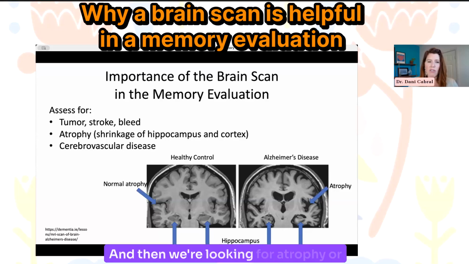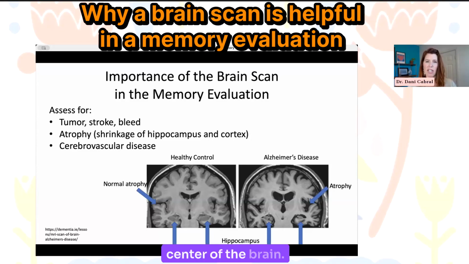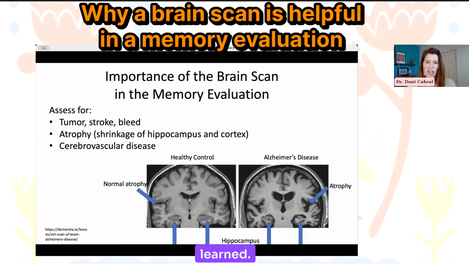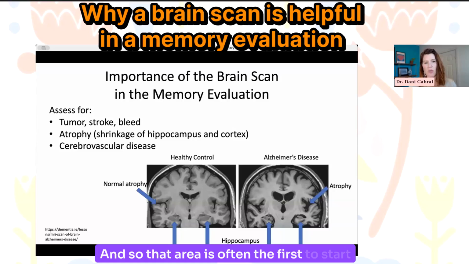And then we're looking for atrophy or shrinkage in the brain. In Alzheimer's disease, and in some other causes of cognitive impairment, we see shrinkage in the hippocampus, which, if we look in that picture on the bottom on the right side, those little areas toward the bottom and on the inside, that's in the medial temporal lobes. The hippocampus is the short-term memory center of the brain. That's where you're storing new information that was just provided to you or was just learned. And so that area is often the first to start atrophying or shrink in Alzheimer's disease.